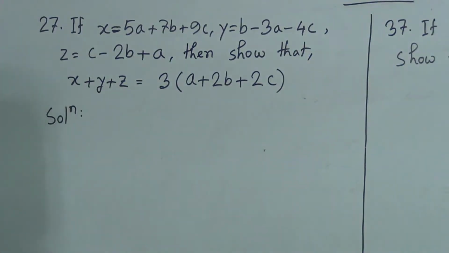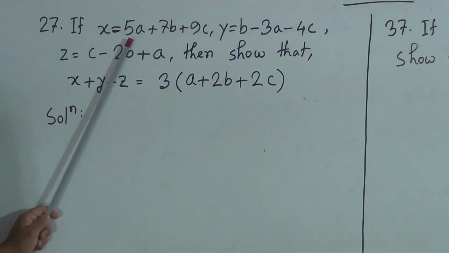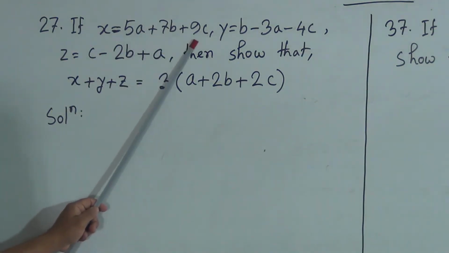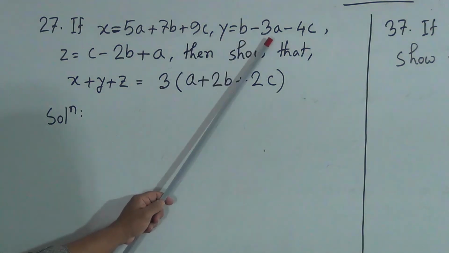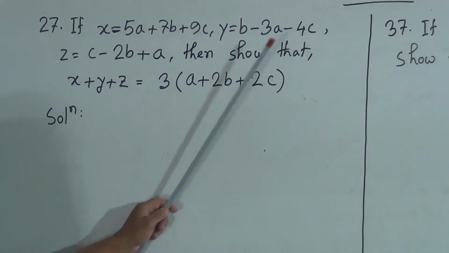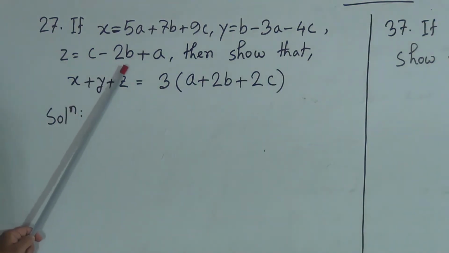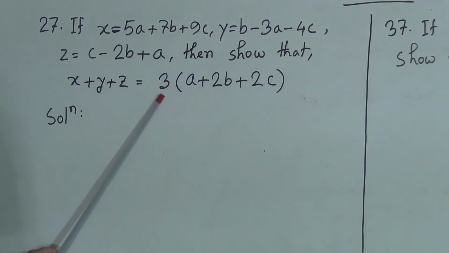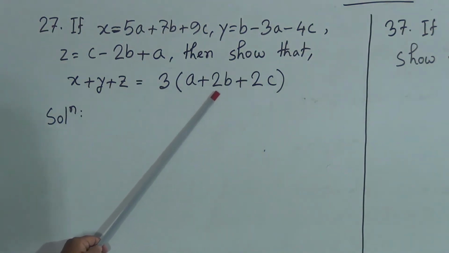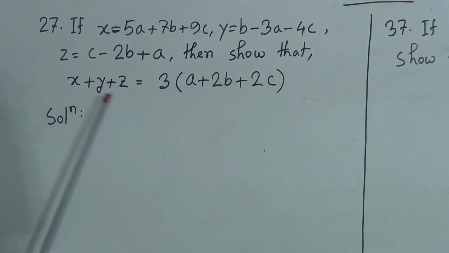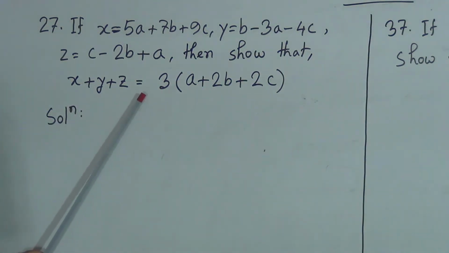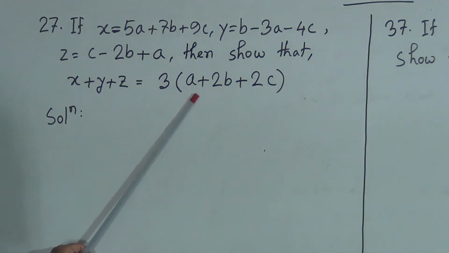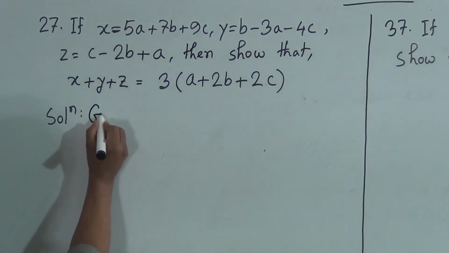The question is, if x is equal to 5a plus 7b plus 9c, y is equal to b minus thrice a minus 4c, z is equal to c minus twice b plus a, then show that x plus y plus z is equal to 3 multiplied by (a plus twice b plus twice c). We have to show this one. So first of all, we have to write down the given in that solution.